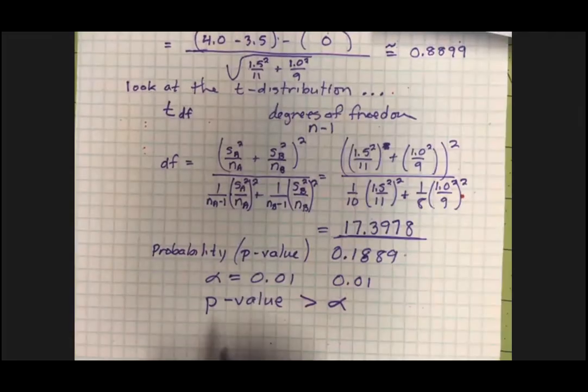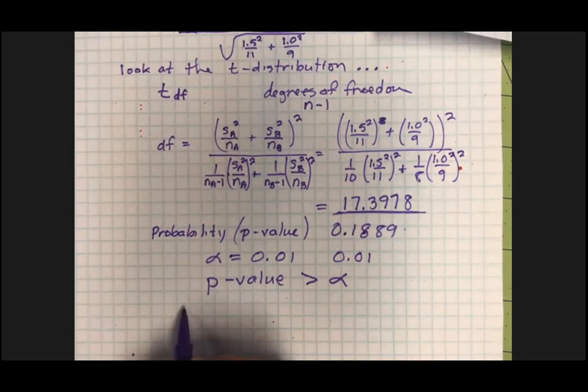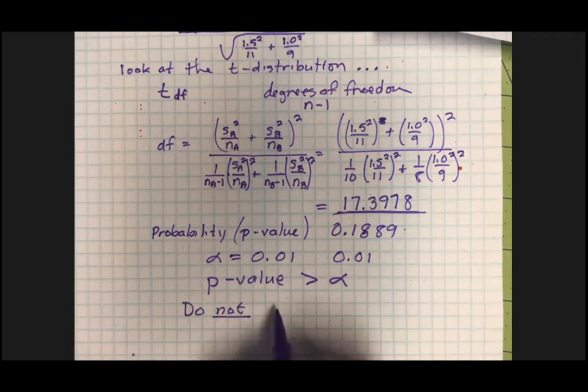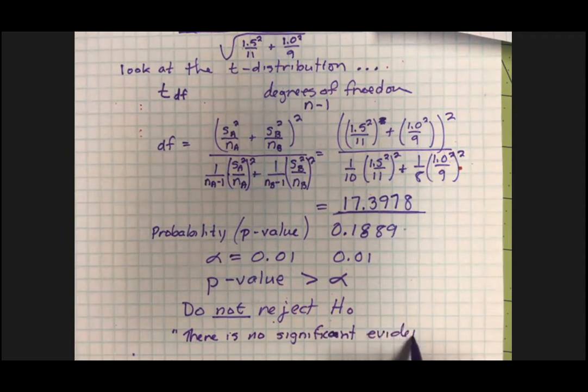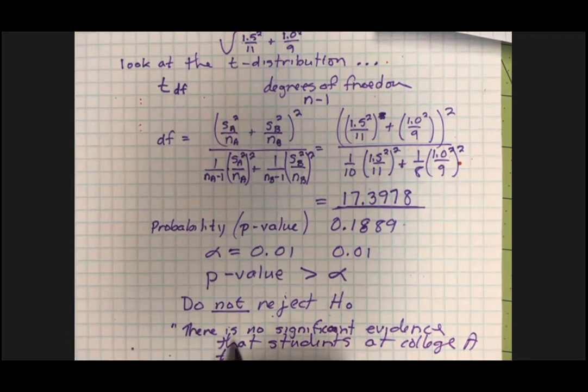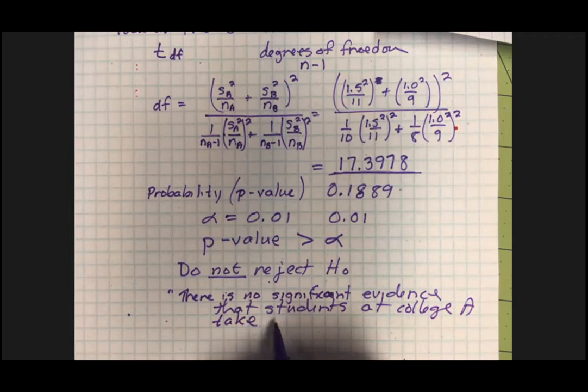So on my paper here, I'm going to write, I cannot conclude that people at college A take more math classes. I cannot reject the null hypothesis, or in English, there is no significant evidence that students at College A take more math classes than students at College B.